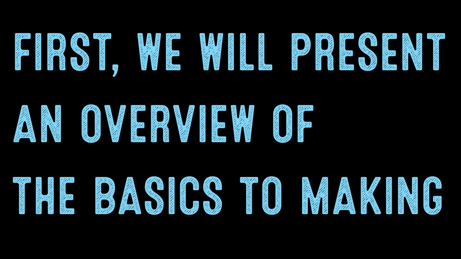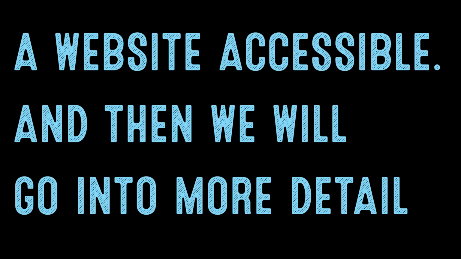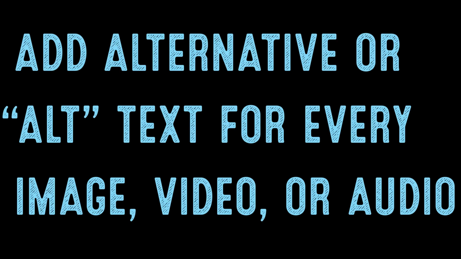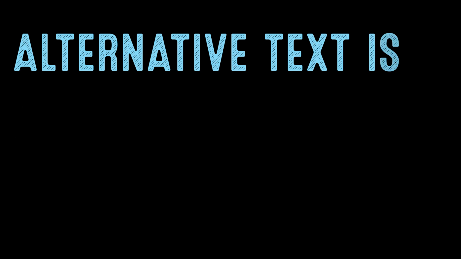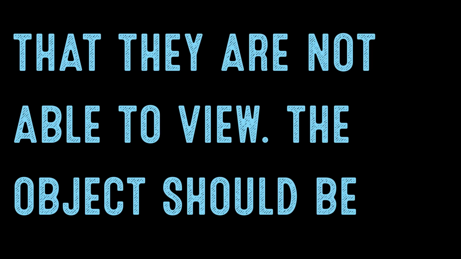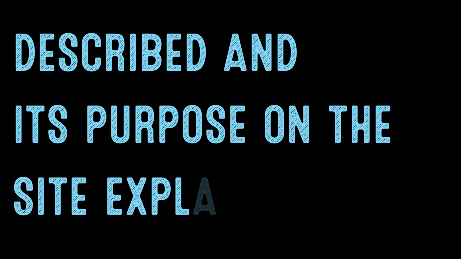The Daily Code Snippet. First, we will present an overview of the basics to making a website accessible, and then we will go into more detail on how to accomplish each. Add alternative or alt text for every image, video, or audio. Alternative text is a description of the media that allows those with disabilities to read or hear the content they are not able to view.